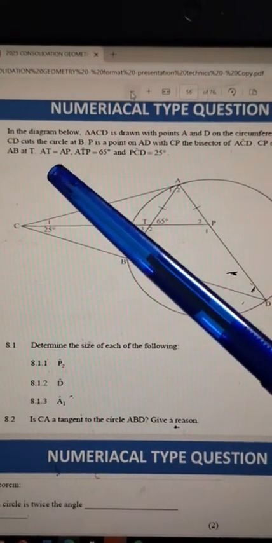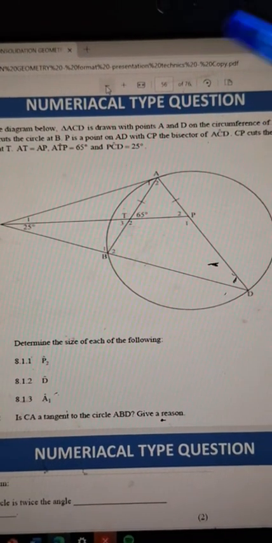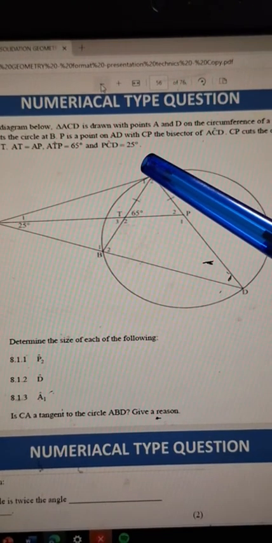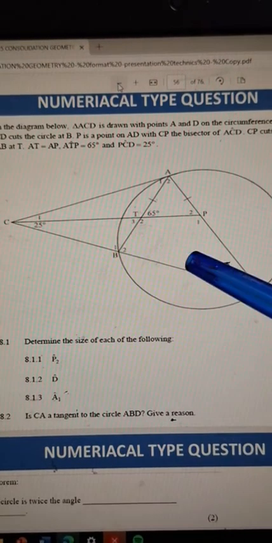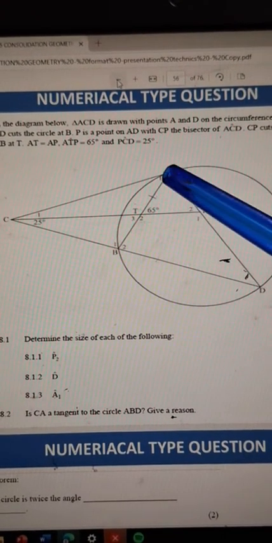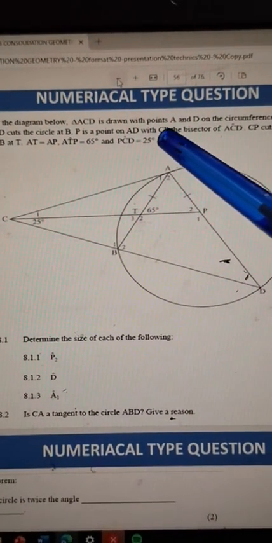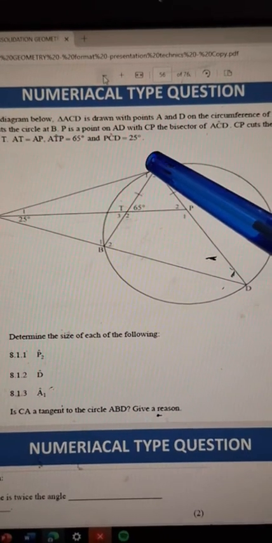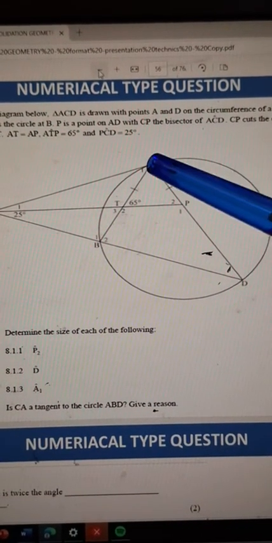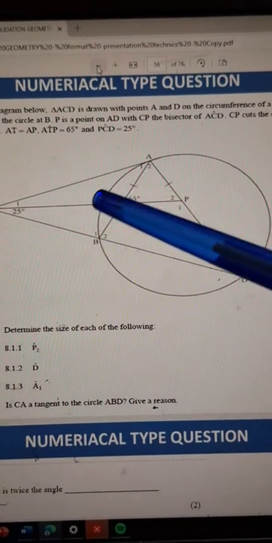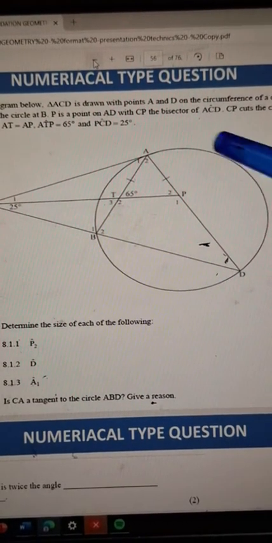But we're told in the diagram below, triangle ACD is drawn with points. So let's look at triangle ACD. So A is there, C is there, and then D. So it's this triangle ACD. So it says in the diagram below, triangle ACD is drawn with points A and D on the circumference of the circle. Okay, so point A and point D are on the circumference. Remember, the circumference is the outer edges of the circle.